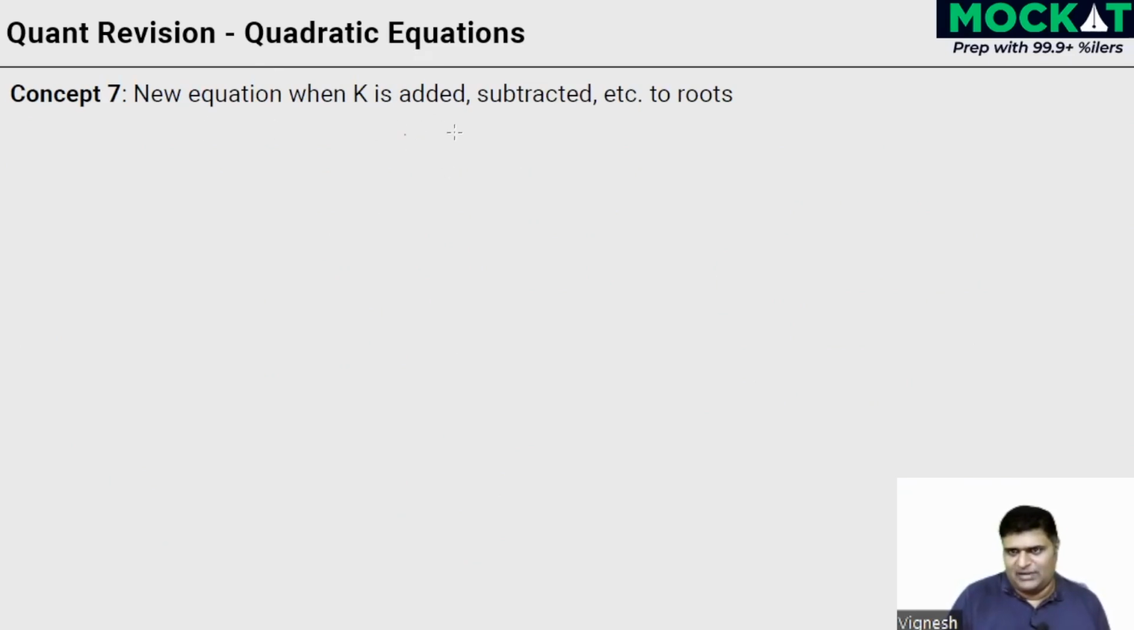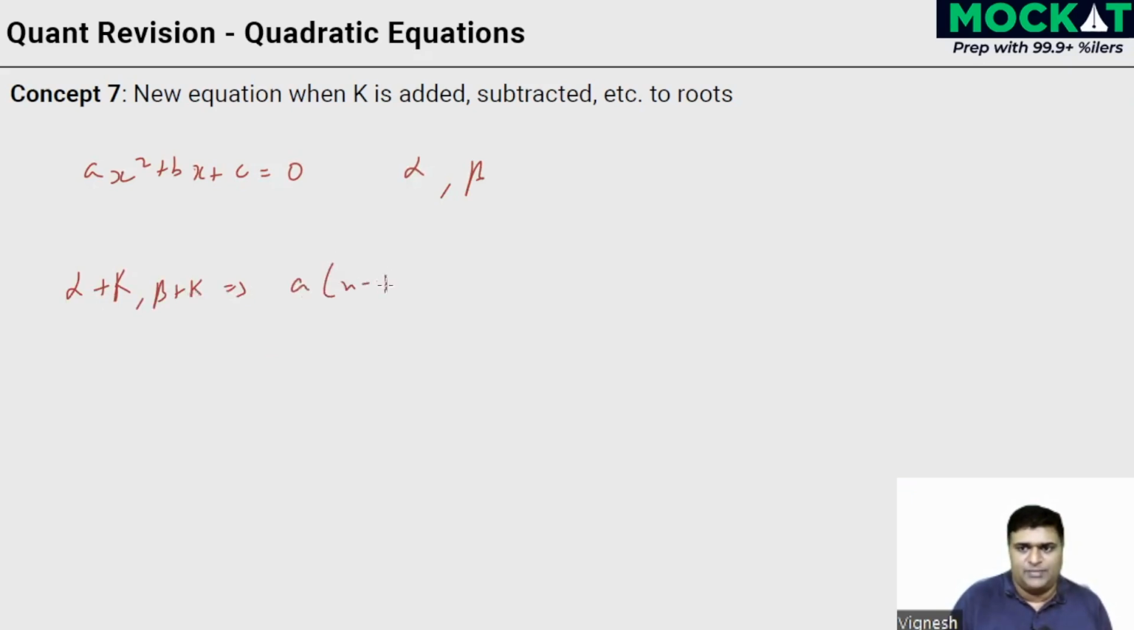Concept 7 now, a little quickly with this concept. New equation when k is added, right? So we have seen this. If ax square plus bx plus c equals 0, right? Questions haven't really turned up around this, but nevertheless, we should know. It's a simple concept, right? So ax square plus bx plus c equals 0 is an equation where alpha and beta are the roots. Then the equation where alpha plus k and beta plus k are the roots, what is that equation going to be?